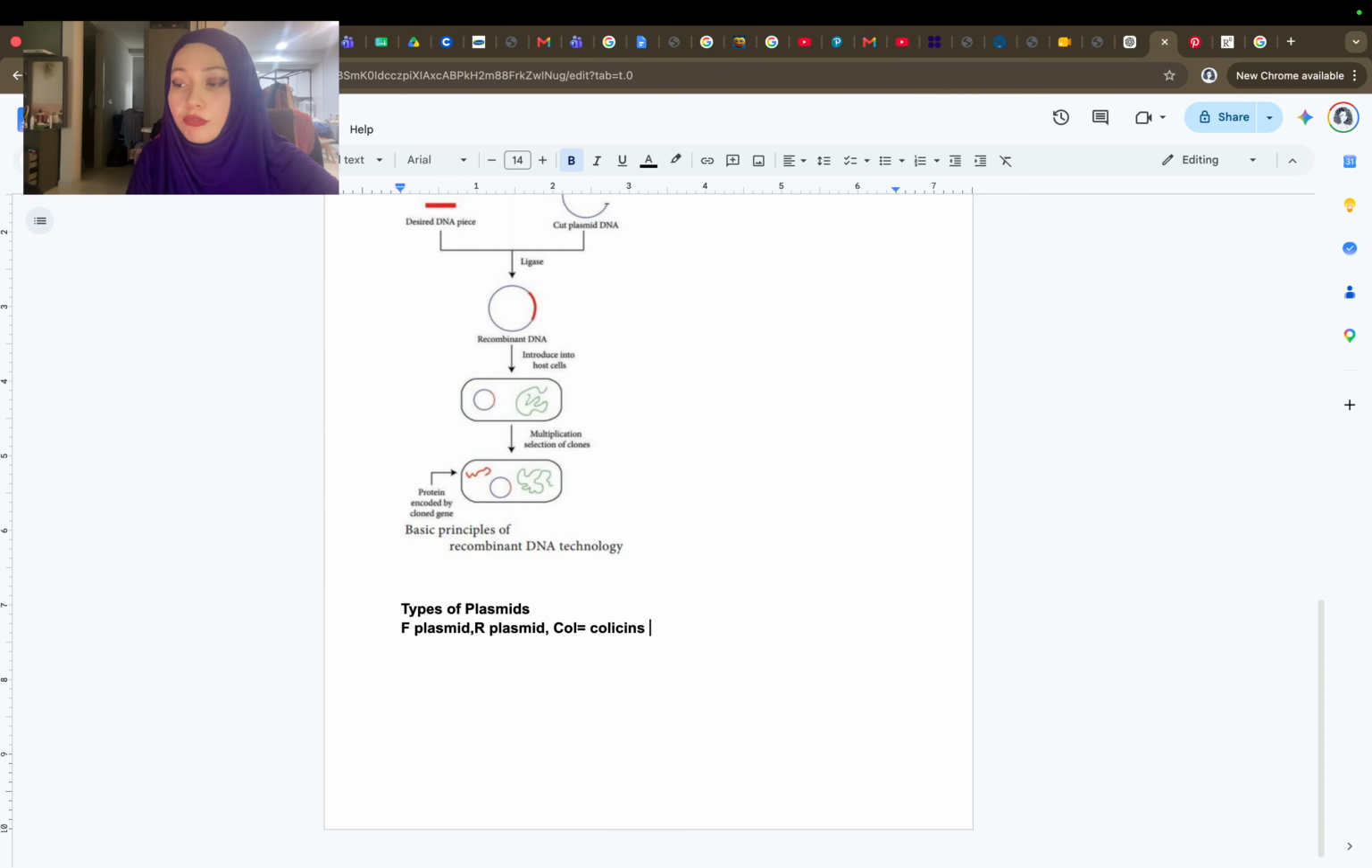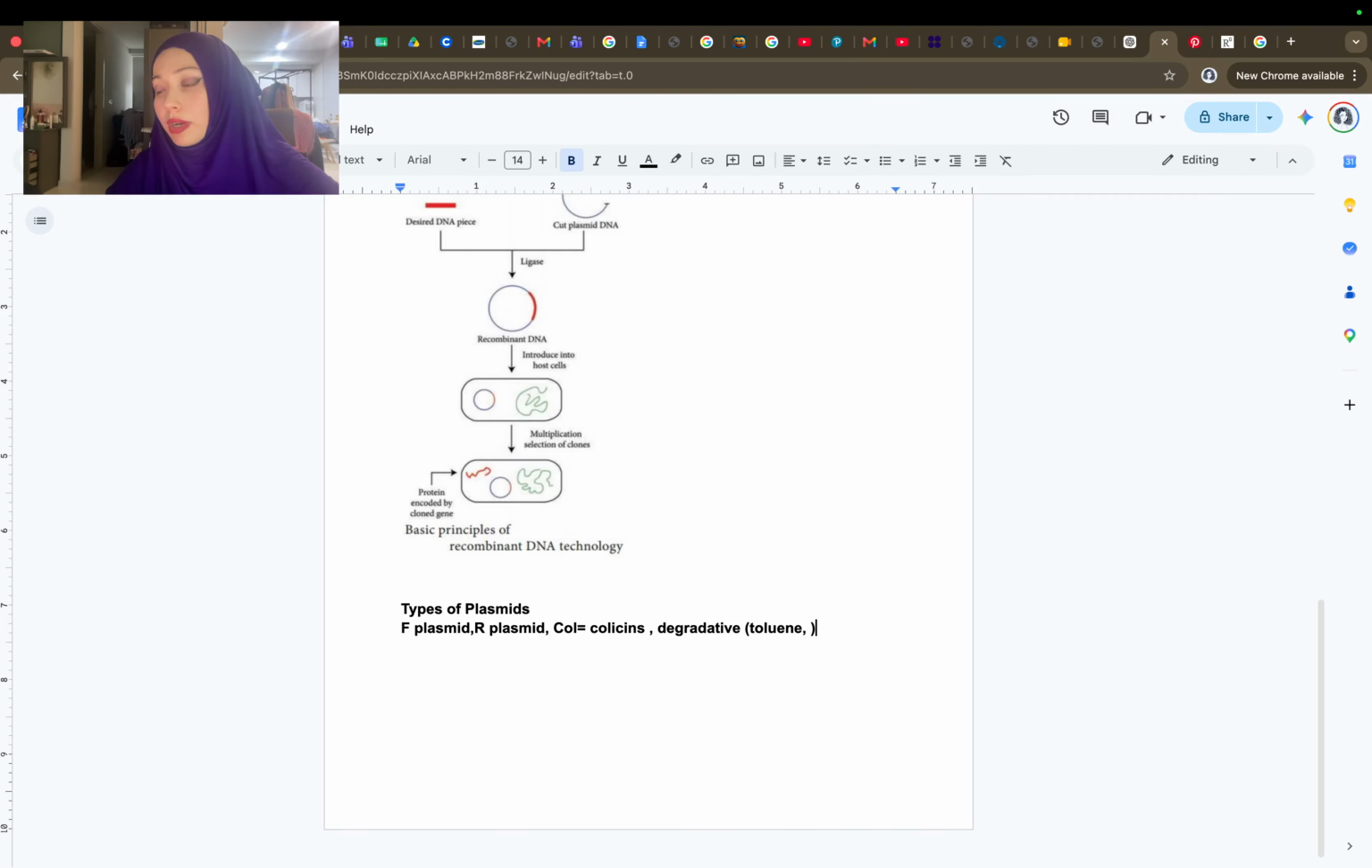Then we have degradative plasmid. It allows bacteria to metabolize unusual compounds. So what do they mean by unusual compounds? Examples can be toluene, salicylic acid, and so on. For example, we have the TOL plasmid. Okay, and then how does conjugation happen?